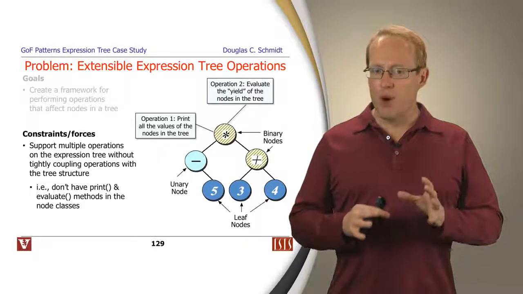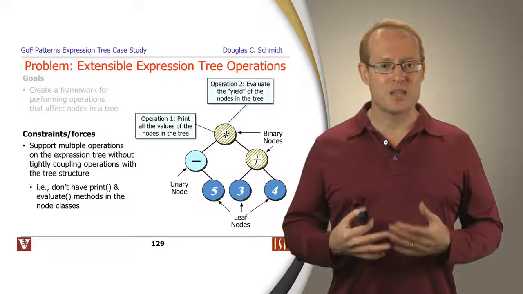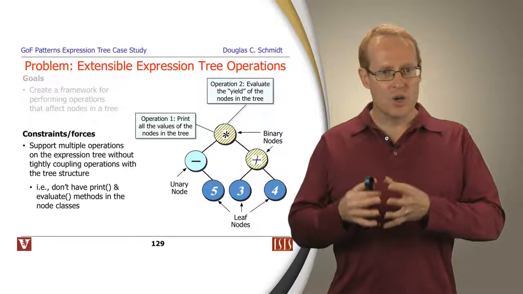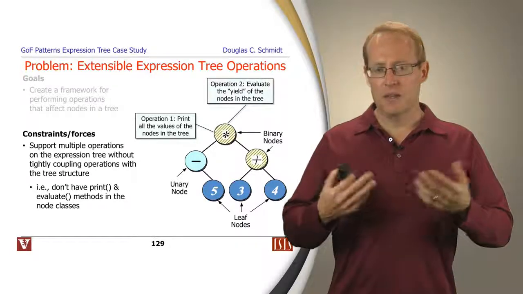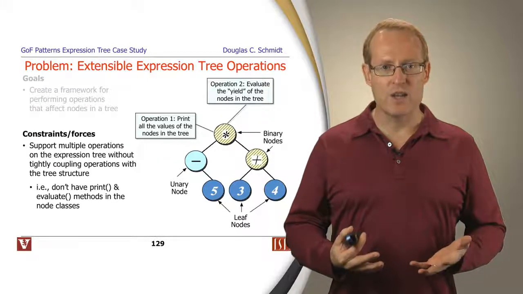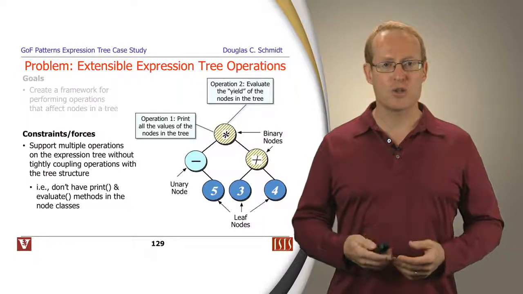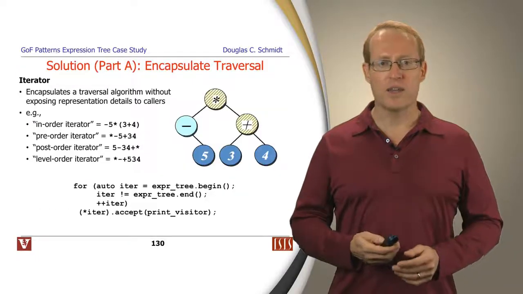But we want to resist the urge to do this, because the minute you start hard coding or hard wiring the operations with the nodes, you've ended up making it difficult to add new operations without doing surgery on the tree classes and the tree composite structure and so on. So we're going to avoid doing that.